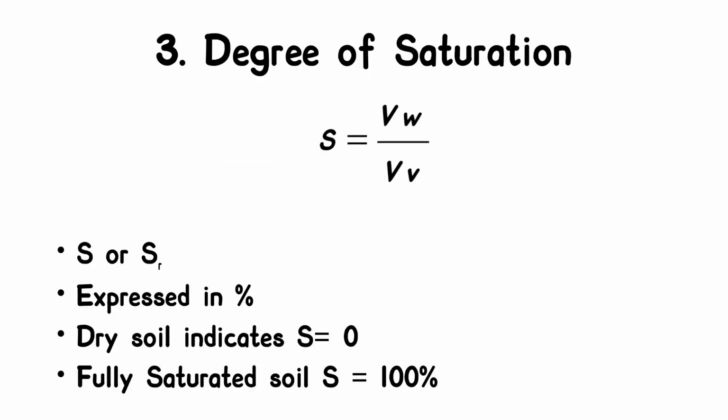Now coming to degree of saturation. Degree of saturation S can also be denoted as Sr. S is equal to volume of water divided by volume of voids. It is usually expressed in percentage. For dry soil, the degree of saturation will be 0, while for fully saturated soil, the degree of saturation will be 100%.